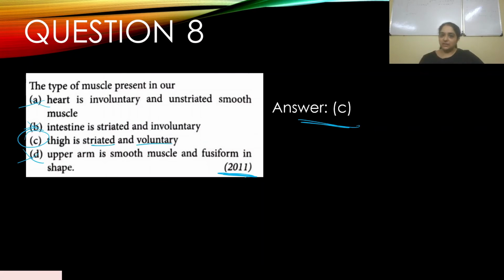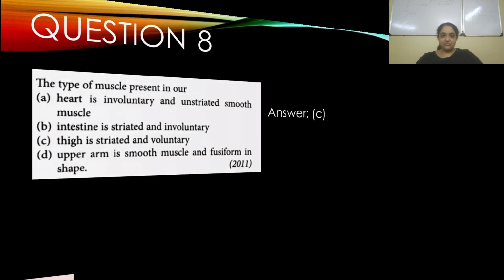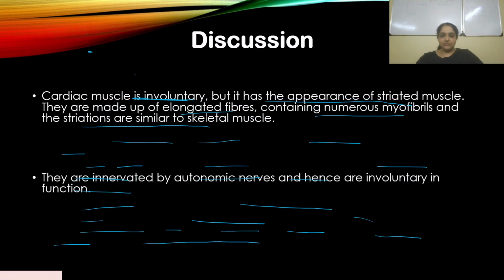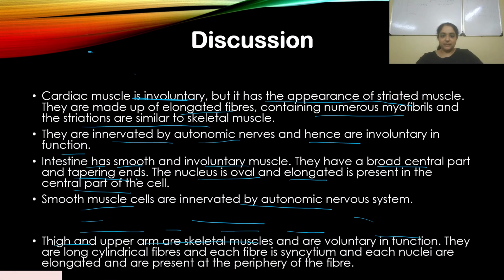Obviously you're lifting it at your control. It's voluntary, you're doing it, right? It's not just automatically happening. And the upper arm is also voluntary, it is not a smooth muscle.